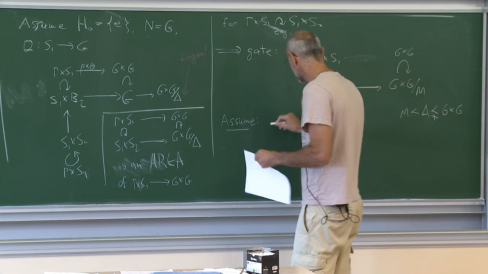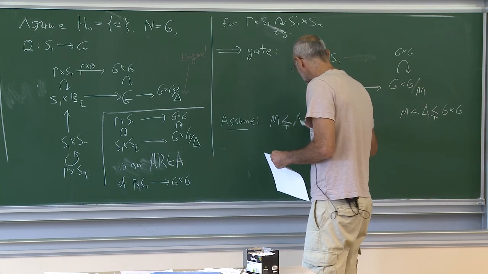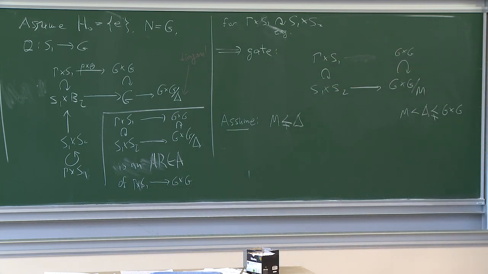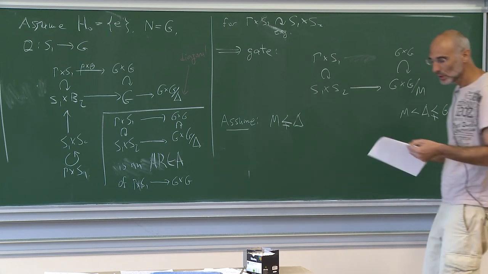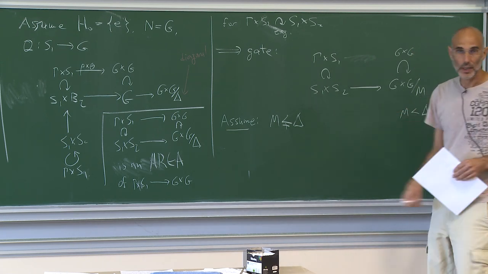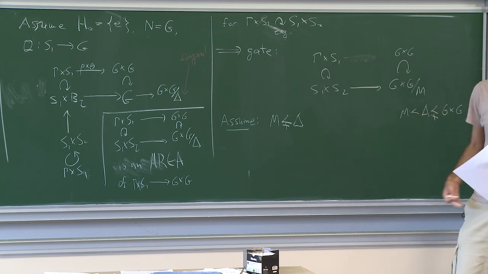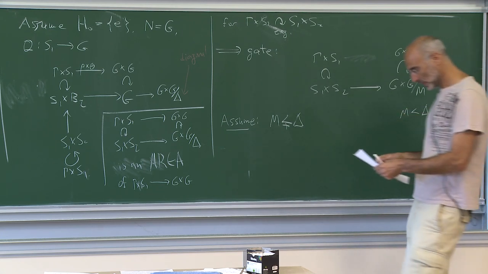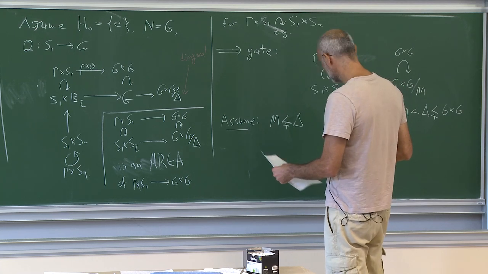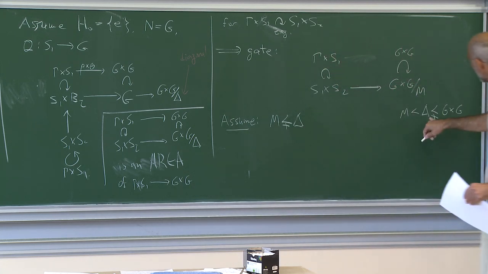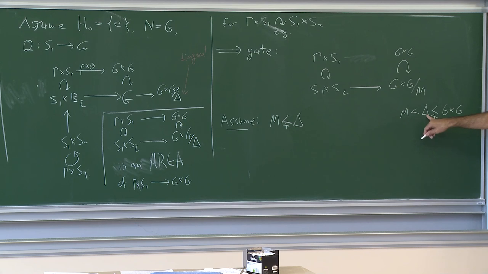I want to assume that M is smaller than delta and get myself a contradiction, or not a contradiction, and explain how I'm done in this case. Now delta, if I add to it any factor, left G or right G, which are normal groups, I can take the product of delta with any of the factors, and this will generate G times G itself.